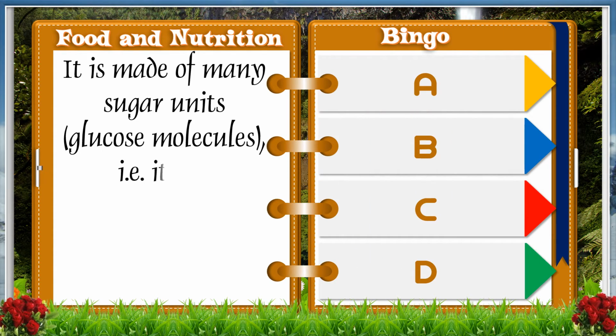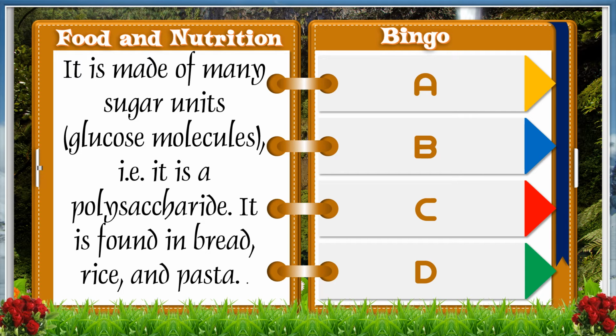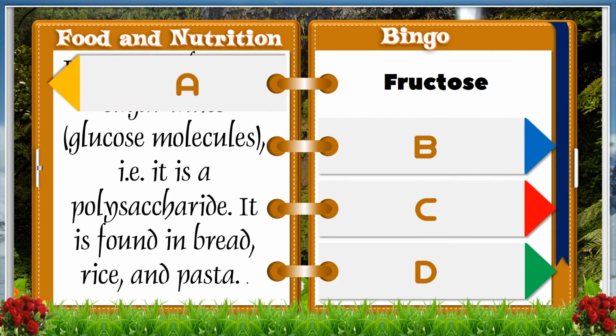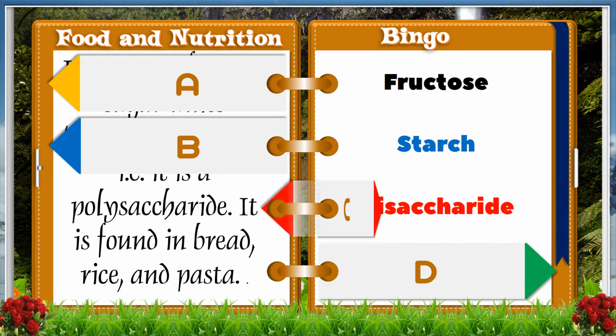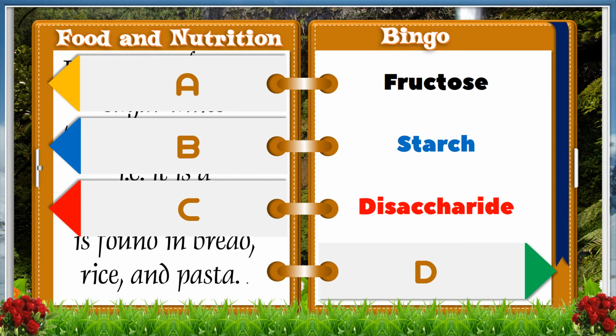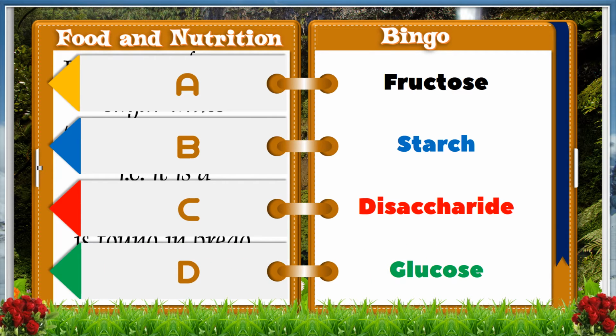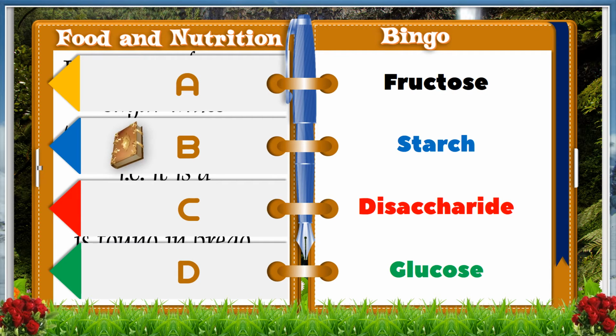It is made of many sugar units, that is glucose molecules, i.e., it is a polysaccharide. It is found in bread, rice, and pasta. Option A, fructose. Option B, starch. Option C, disaccharide. And option D, glucose. And the answer is B, starch.